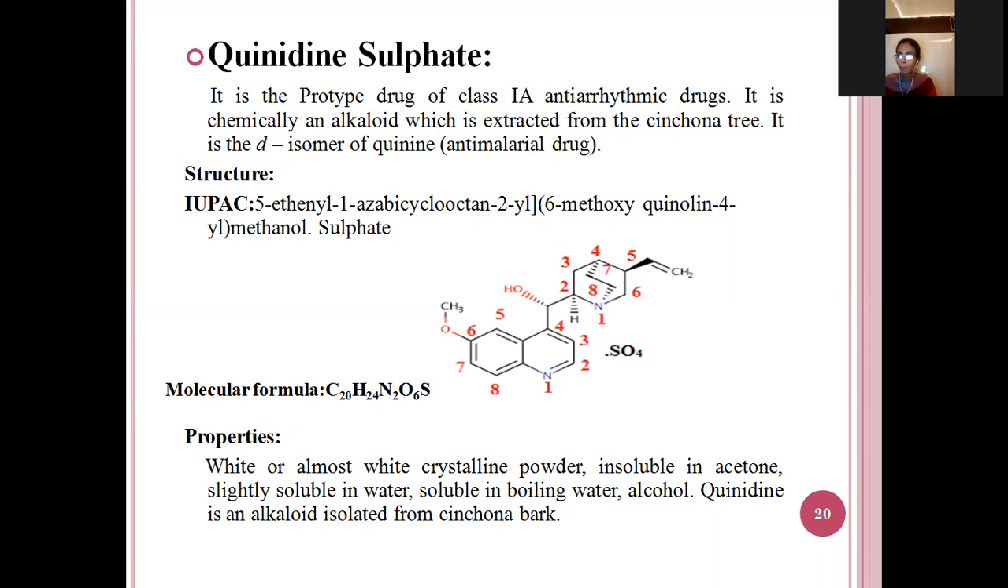So properties are, it is a white or almost white crystalline powder. It is insoluble in acetone, slightly soluble in water, and soluble in boiling water and alcohol. Quinidine is isolated from the cinchona bark.